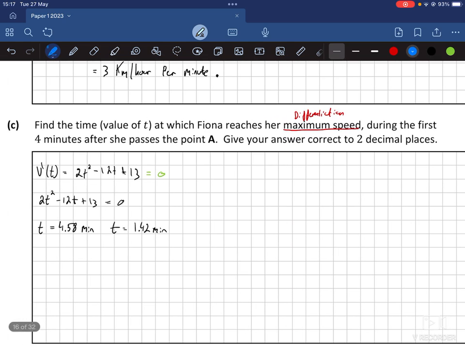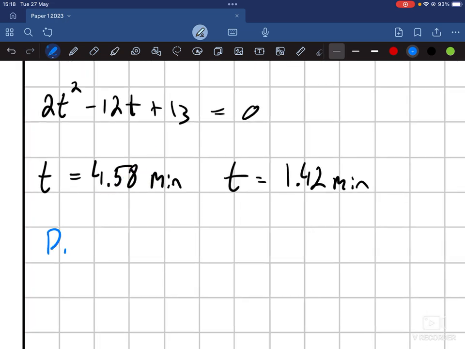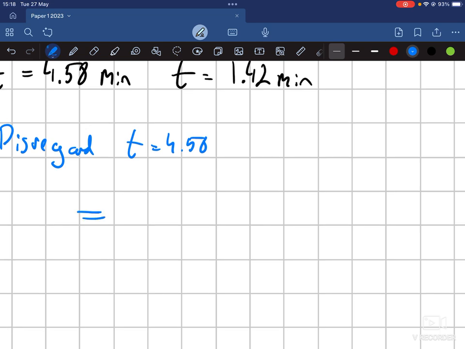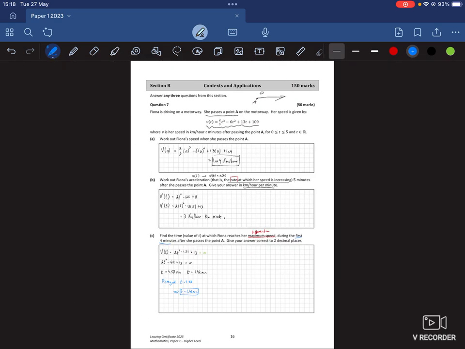But the way you do it is it says the first 4 minutes. And obviously, this is bigger than 4. So it can't be this one. So usually, I wouldn't put an X through it. I'd usually just say disregard t is equal to 4.58. And then we could do a little implies and just say t is equal to 1.42 minutes. So after 1.42 minutes, she'll be traveling at her maximum speed. That's how you do that. Yep, that seems okay. So that's the first part.